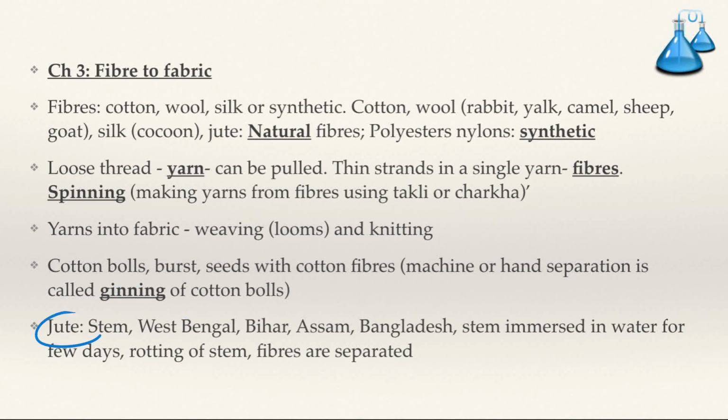Now jute: 90% of the world's jute is produced in West Bengal, Bihar, Assam, Bangladesh, that is the eastern part. It is obtained from the stem, and they ask why the jute industry needs to be near water or a river. This is because the jute stem needs to be immersed in water for a few days, then rotting of the stem happens, and finally the fibers are separated.